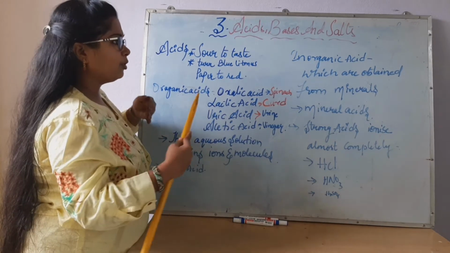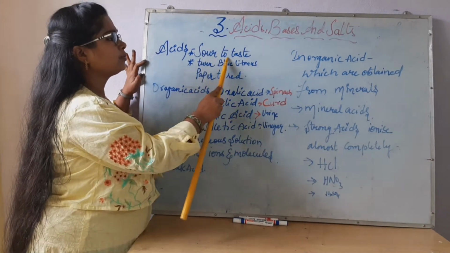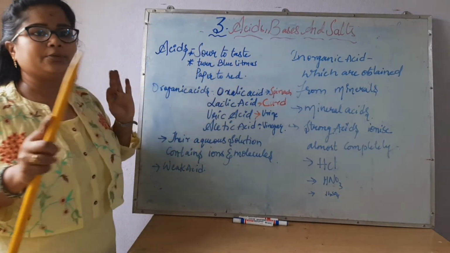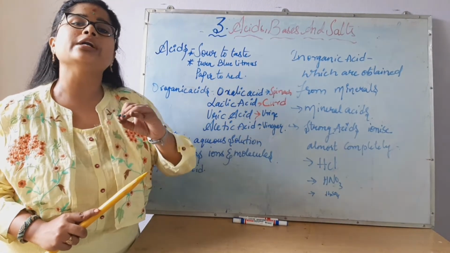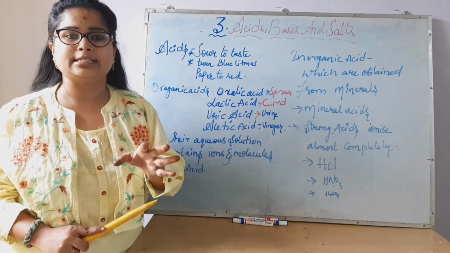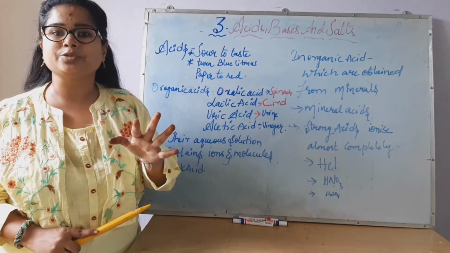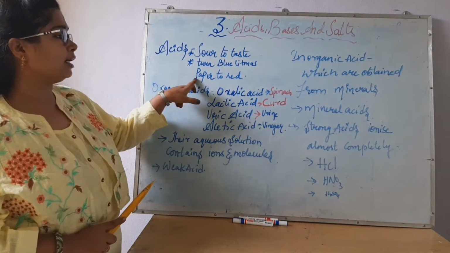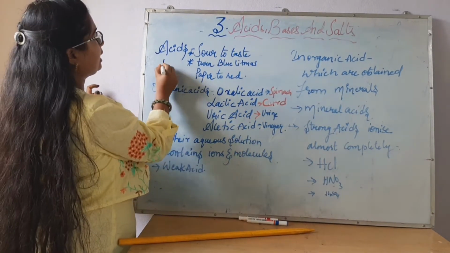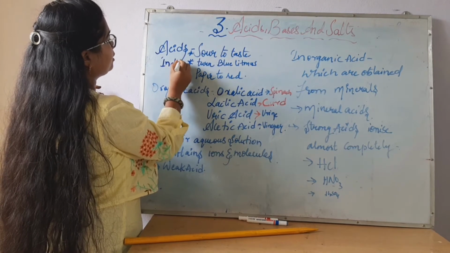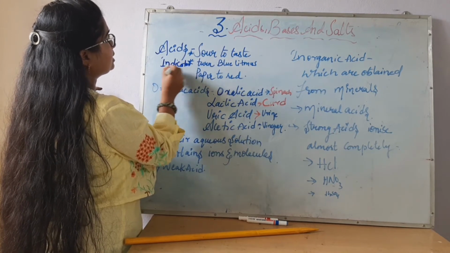I'll come in more detail. First point is they are sour to taste. But don't taste all the acids. There are some acids which you can taste, and by it you can say it. But all the acids you are not supposed to taste. For that we have taken what? Indicators. Which indicators we have taken, which indicate whether it is an acid or a base.